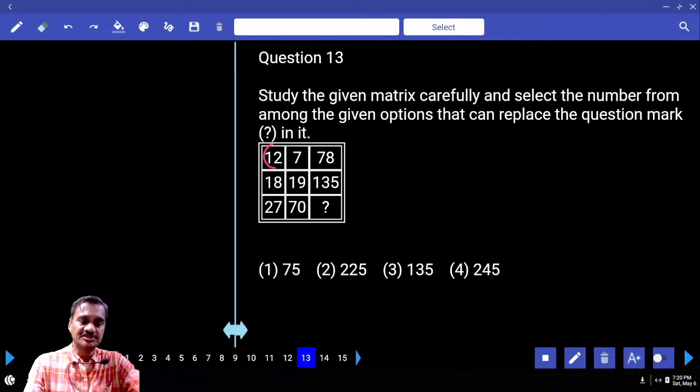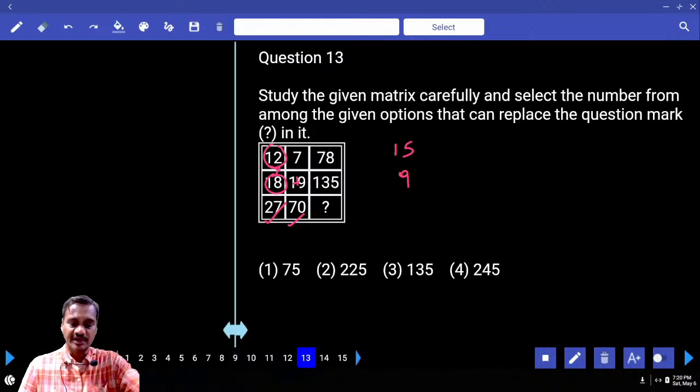Now, the digits in 12 are 1 and 2. 1 plus 2 is how much? 3. Now here 1 plus 8 is how much? 9. Now 3 into 9 is 27. The sum of the digits in each number, their product is the last number in that column. 7, 1 plus 9 is 10. 7 into 9 is 70. Now 7 plus 8 is 15. 1 plus 3, 4 plus 5, 9. 15 into 9 is 135, choice 3.